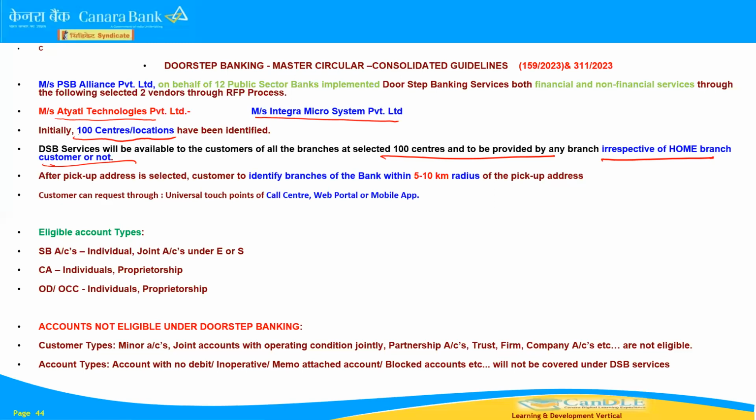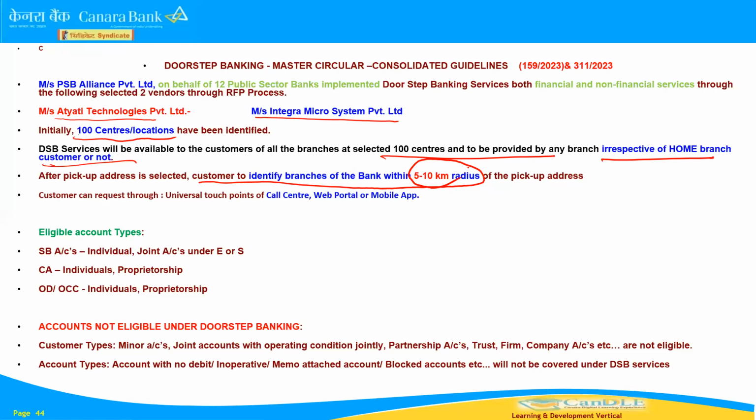Okay. Then pickup service. How much distance they will pick up? The most important point. Customers who identify branches within 5 to 10 kilometers radius to pick up the address. This is very important. When the customer is giving a request for doorstep banking, he should select a branch which is within 5 to 10 kilometers radius.